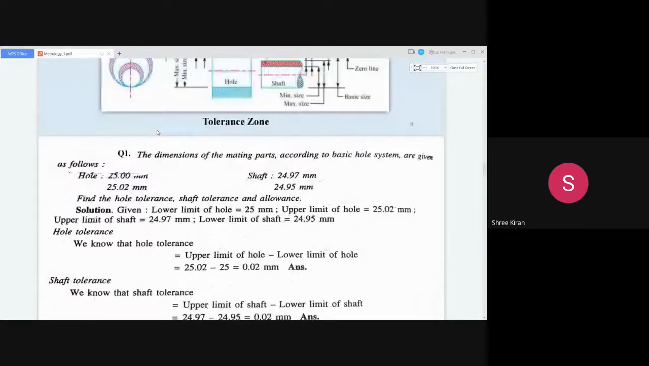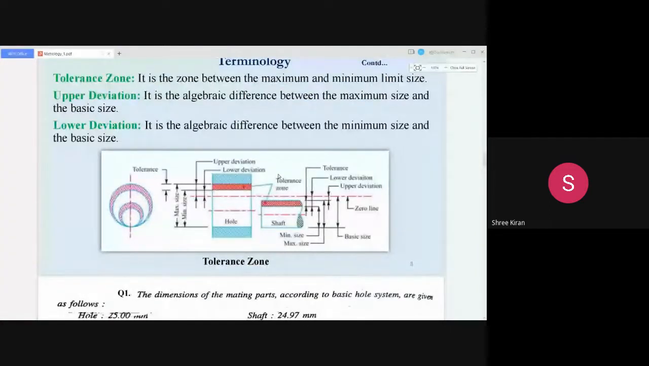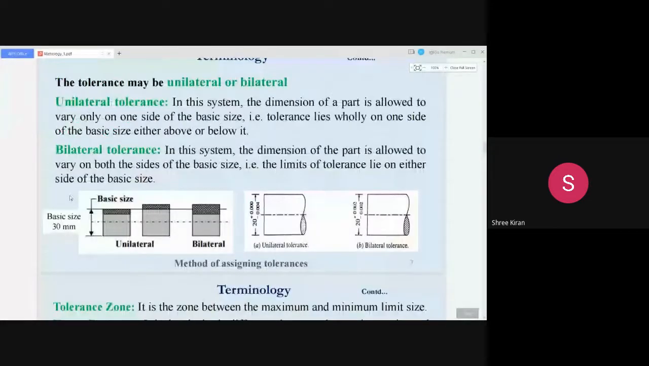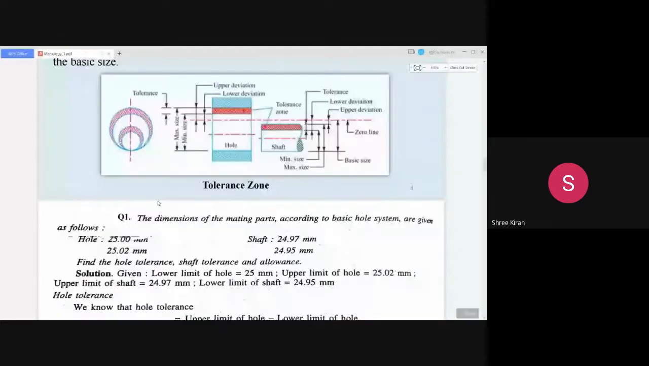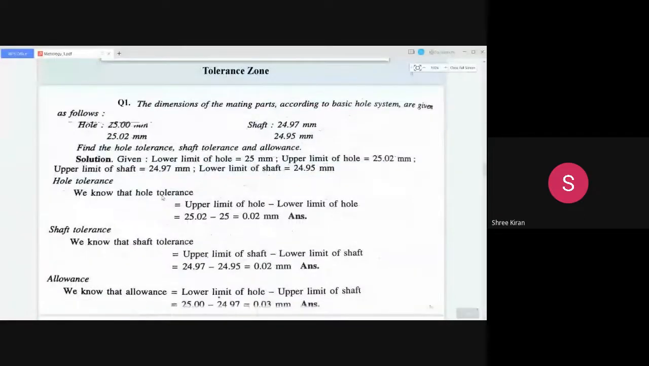Okay, we will go to the terminology: tolerance, upper deviation, lower deviation, accuracy, precision, bilateral tolerance. So all these factors we have studied. Over here, what we are going to discuss is the dimensions of the mating parts. Everyone, please note down in your notebook.